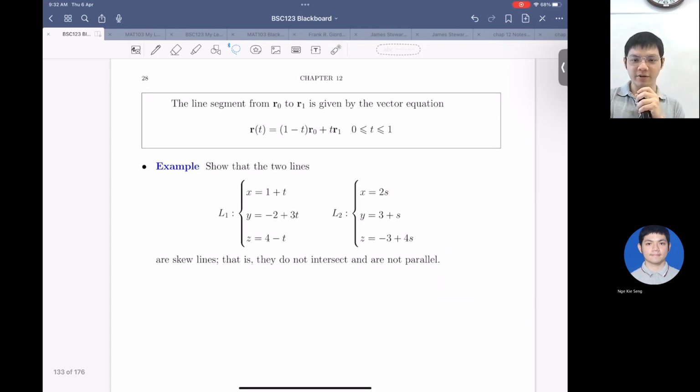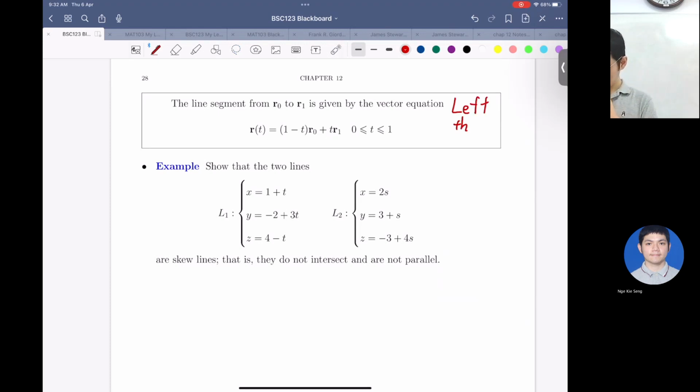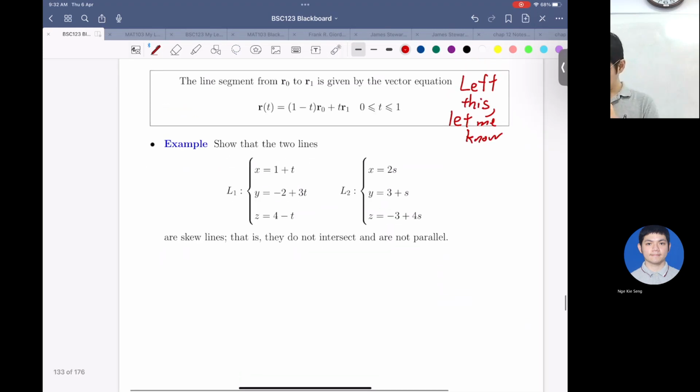Is this line statement important? Maybe I don't want to look at this line segment here. Okay, I will leave this. Let me know if you don't understand this. Okay. If you have any problem.